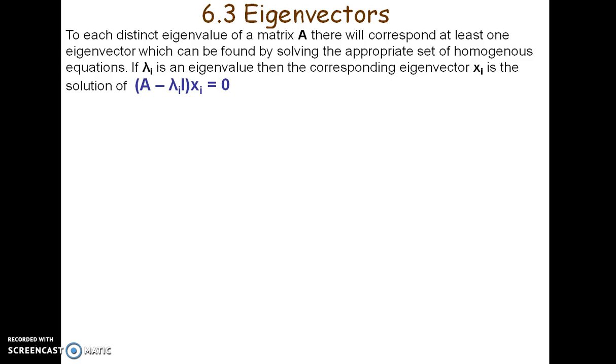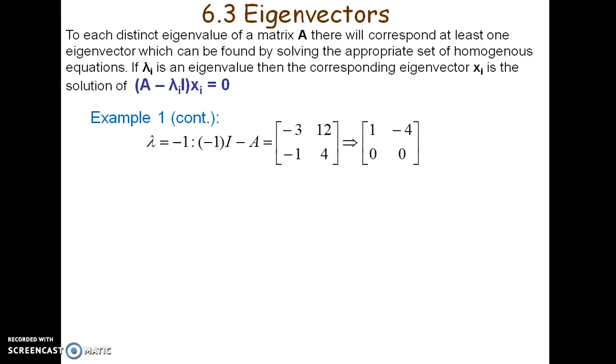Next, eigenvectors. To each distinct eigenvalue of a matrix A, there will correspond at least one eigenvector, which can be found by solving the appropriate set of homogeneous equations. If lambda is an eigenvalue, then the corresponding eigenvector Xi is the solution of (A minus lambda I) times Xi equal to 0.